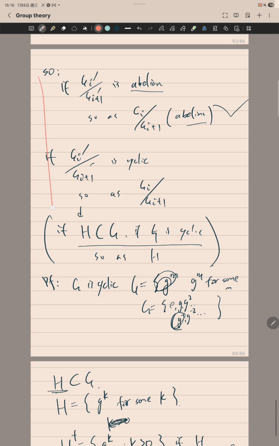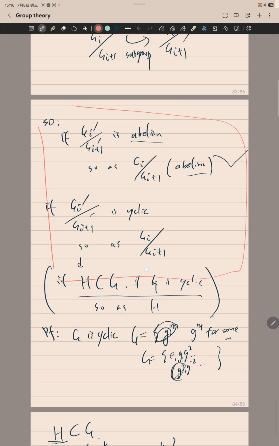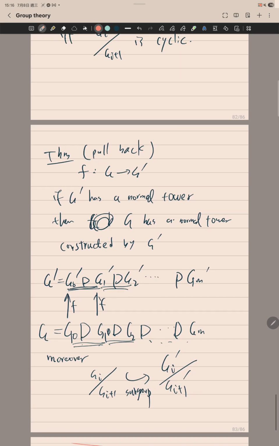Okay, so this proves this. So simply speaking, what this theorem says is that if G prime is a normal tower, or an Abelian tower, or a cyclic tower, then its pullback or its preimage will generate another tower.